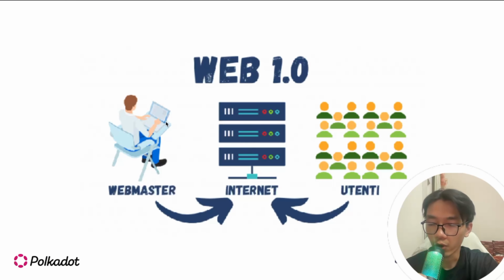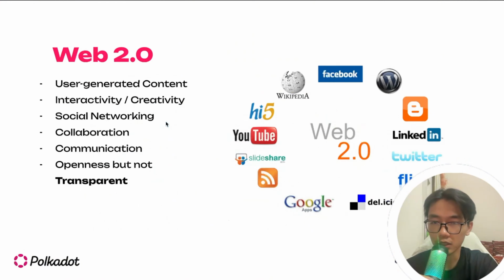So in Web 1.0, we have three stakeholders: the webmaster, the internet, and the user. The webmaster is the one who controls all the content that you see on the internet, and you as the user only have permission to read the data, but don't have any allowance to update or write to the data. And that's how Web 1.0 works.